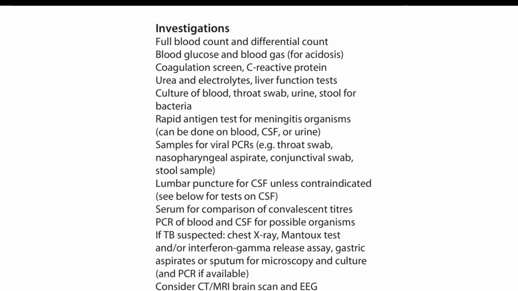When is it contraindicated? With increased intracranial pressure, thrombocytopenia, a coagulation problem, if the patient is hemodynamically unstable, or if the patient has focal neurological signs and symptoms. All those are contraindications for lumbar puncture. PCR of blood and CSF: usually we are not doing PCR of blood, we are doing PCR of CSF. PCR of blood, even in big centers, is not available.